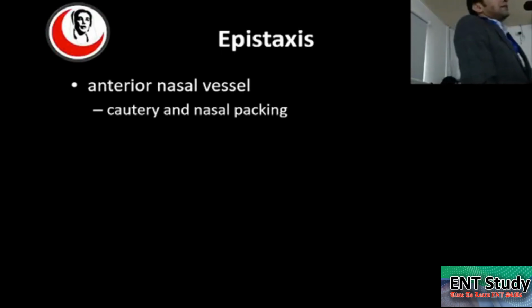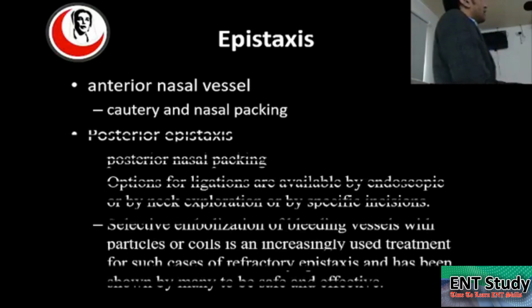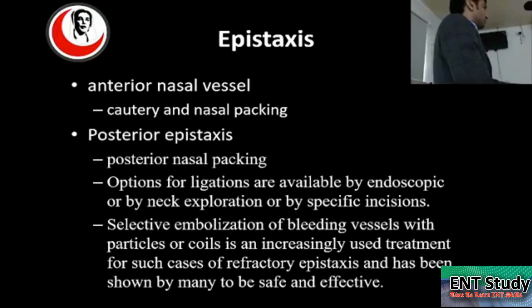So, epistaxis can be anterior or posterior. For anterior epistaxis, you will deal with simple techniques, that is cautery and nasal packing. For posterior epistaxis, we can use posterior nasal packing, and options for ligation are available, by endoscopic approach, by neck exploration, or by a specific incision. But selective embolization of bleeding vessels with particles or coils is an increasingly used treatment for such cases of refractory epistaxis, and has been shown by many to be safe and effective.